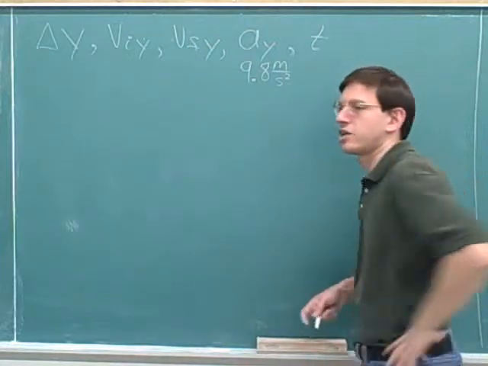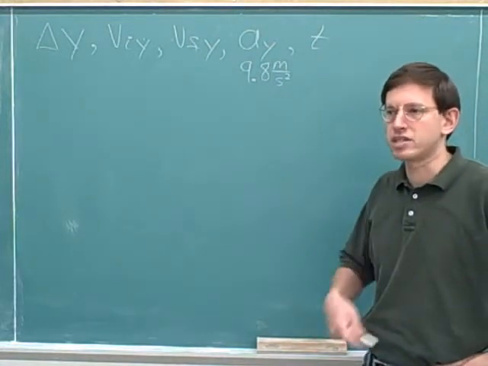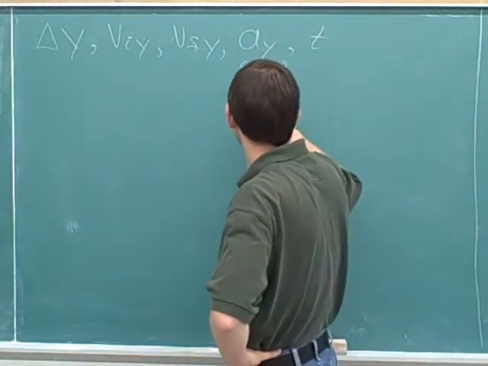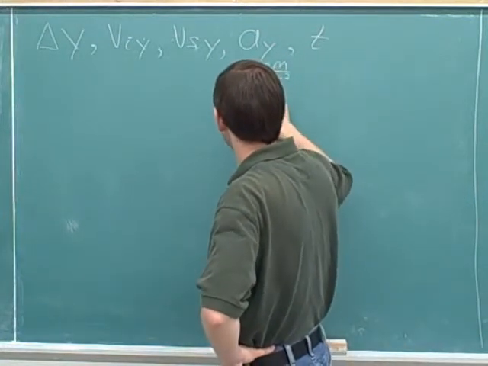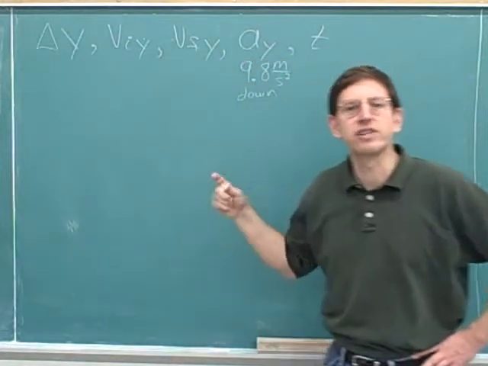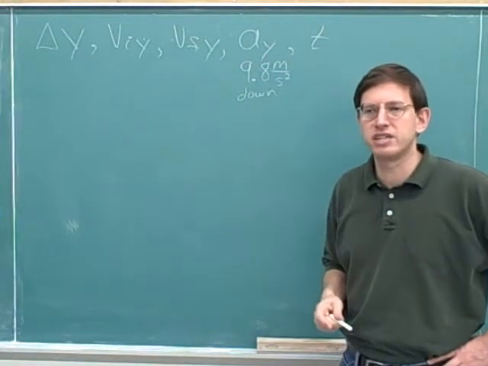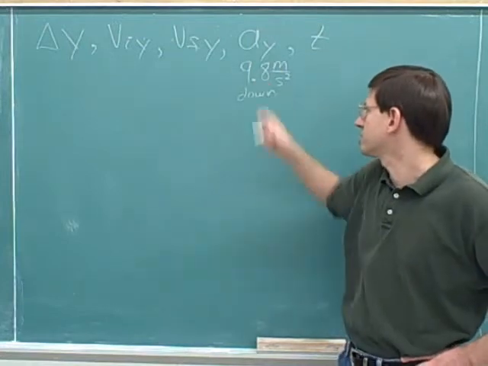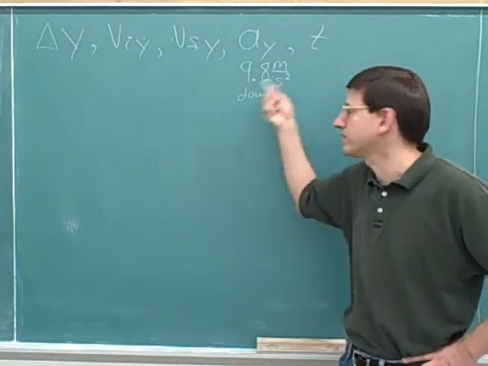So the safest thing to say right now, since we're just trying to talk about these problems in general without choosing an axis, is just to say that this is 9.8 meters per second squared down. It's definitely down. We don't really know whether it's positive or negative until we've chosen a positive direction. So all we can say right now is that the acceleration is 9.8 meters per second squared down.